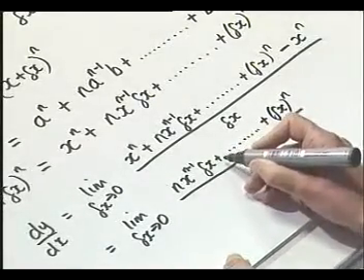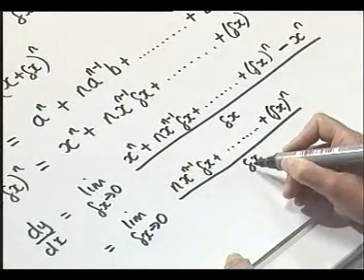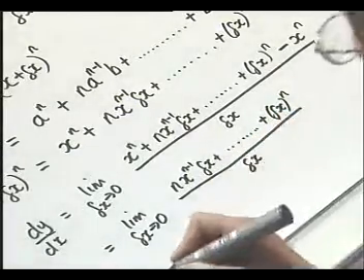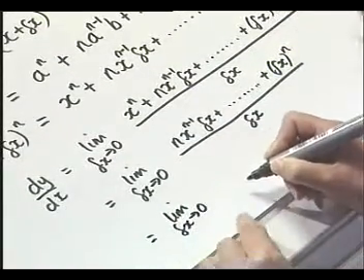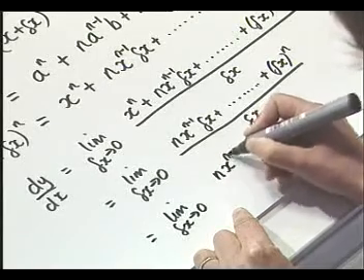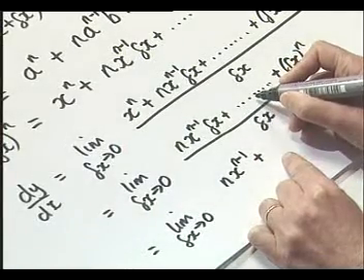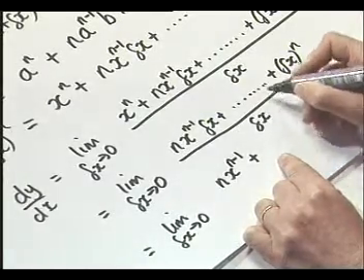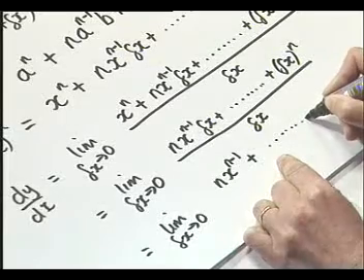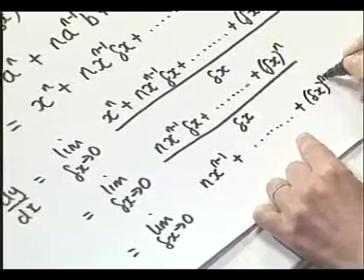Now all these terms have delta x in them, and we're dividing by delta x, so we can actually cancel the delta x, so that we have the limit as delta x approaches 0 of n x to the power of n minus 1 plus, now all these terms here have delta x squared, delta x cubed, and higher powers all the way up to delta x to the power n. So when we've divided by delta x, all of these have still got a delta x in them, up to our final term of delta x to the power of n minus 1.